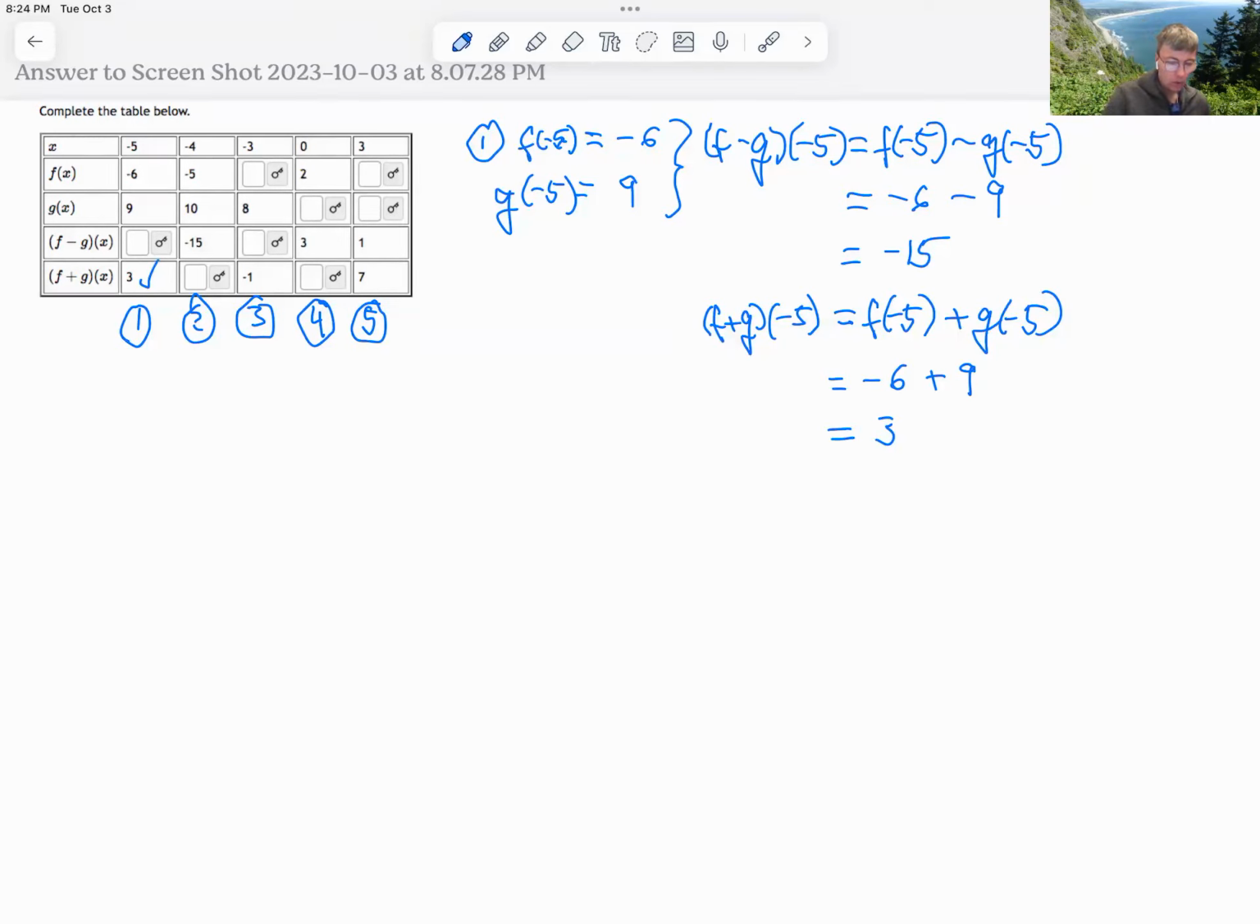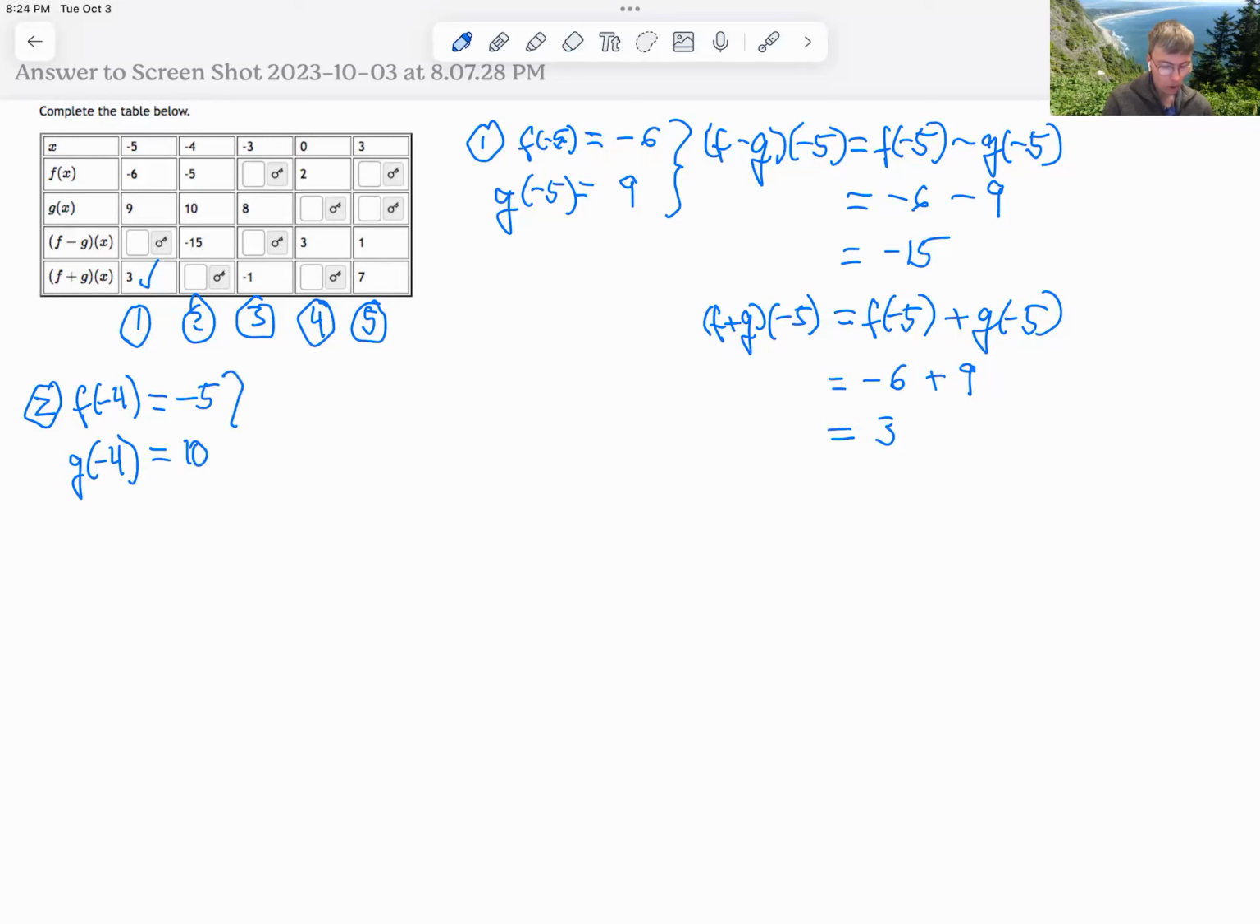So let's go to number 2. Here we are given f of -4 equals -5. And then f of g of -4 equals 10.